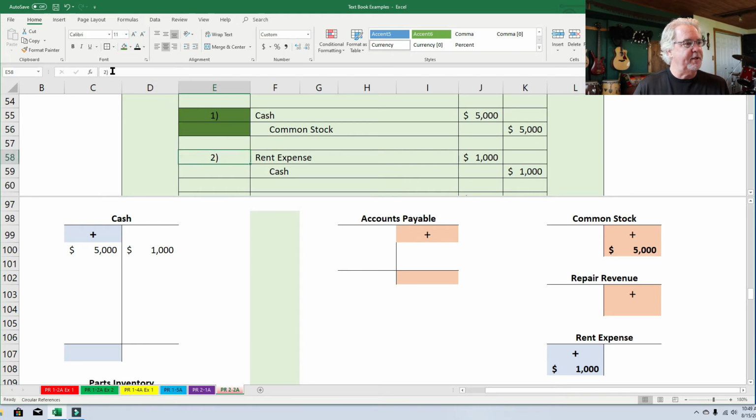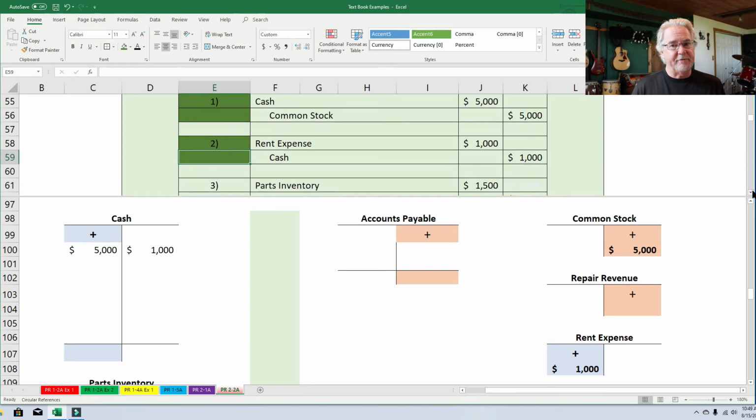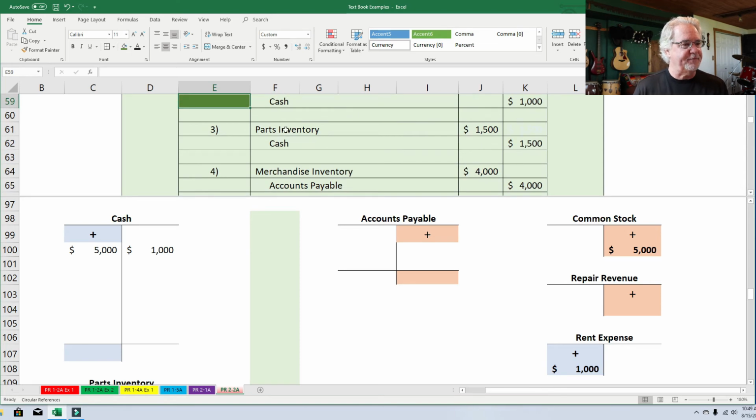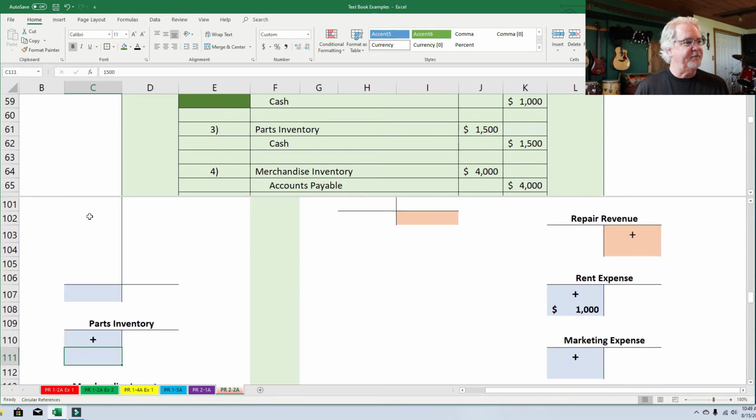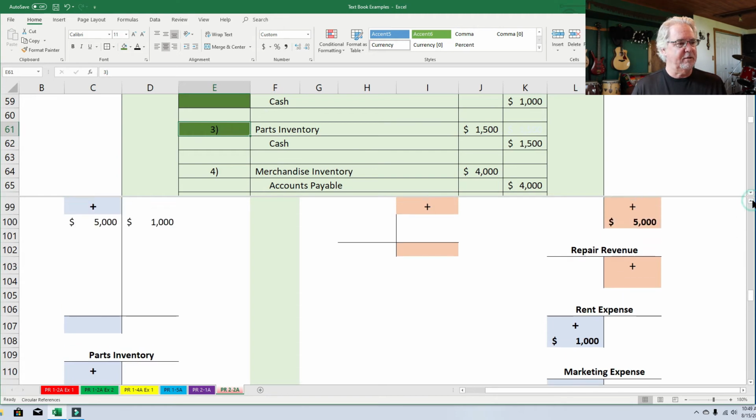And I posted these two numbers also, because it's really easy to forget. If you get distracted at all, you can forget if you've done something. And then it's really frustrating to try to figure out, well, where'd you go wrong? So coming down here to parts inventory. Parts inventory is on the left for $1,500. There you go. I'm going to highlight that, meaning I did it. Cash is on the right for $1,500, so put it on the right for $1,500.